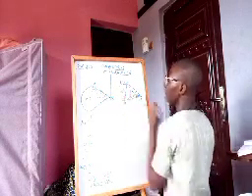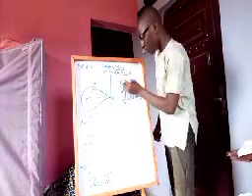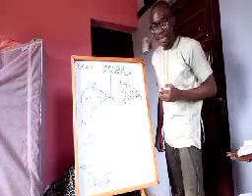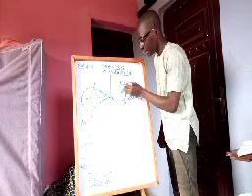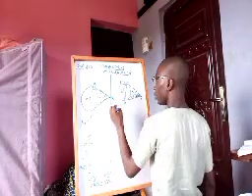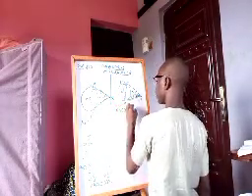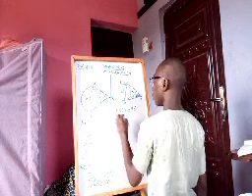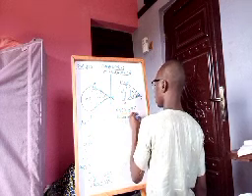Now AB is the diameter, right? This angle BCA is formed at a semicircle, and we know the angle at a semicircle is 90 degrees. So angle BCA is 90 degrees, and the reason for that is angle in a semicircle.